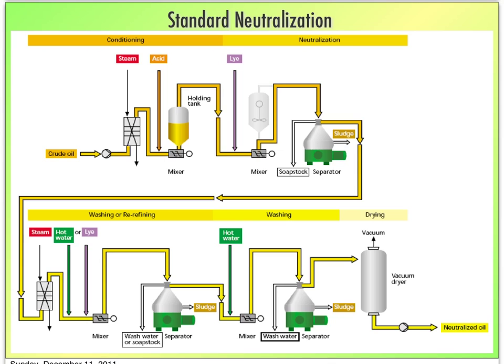This diagram shows a general outline of standard neutralization in alkali refining, but the actual process will depend on the type of oil and the amount of gums or free fatty acid in the oil. For example, some oil may require some conditioning. So basically, depending on the amount of gums and free fatty acid, it may require some pre-degumming step.